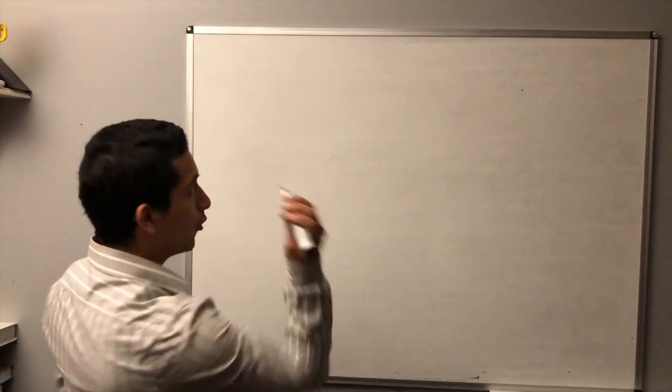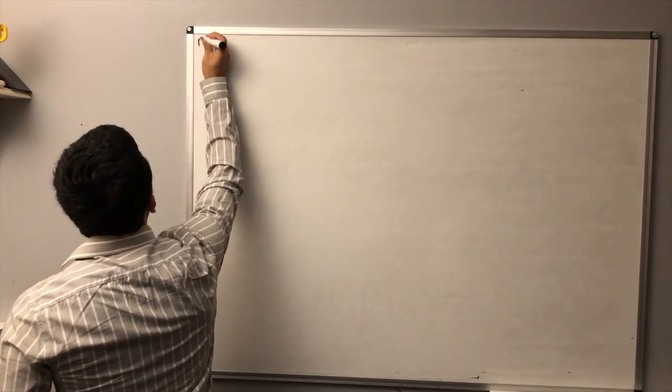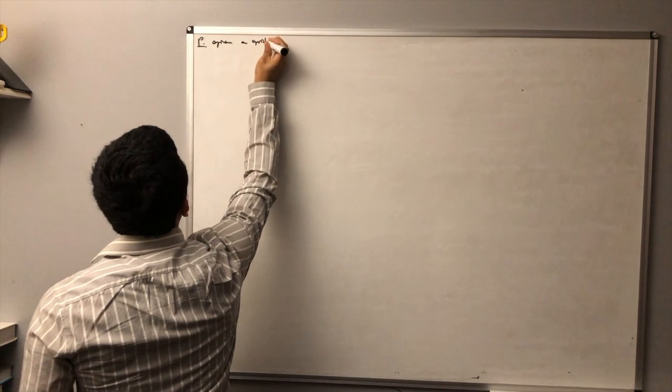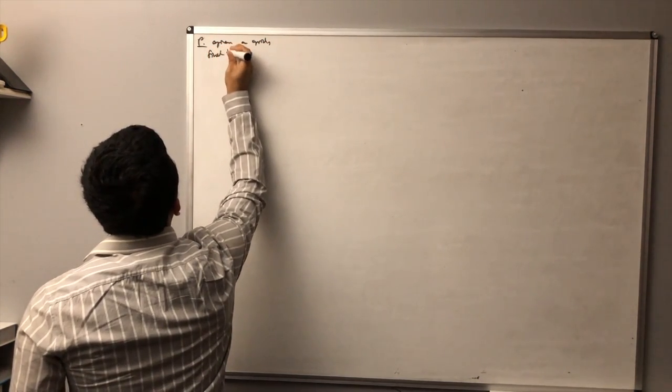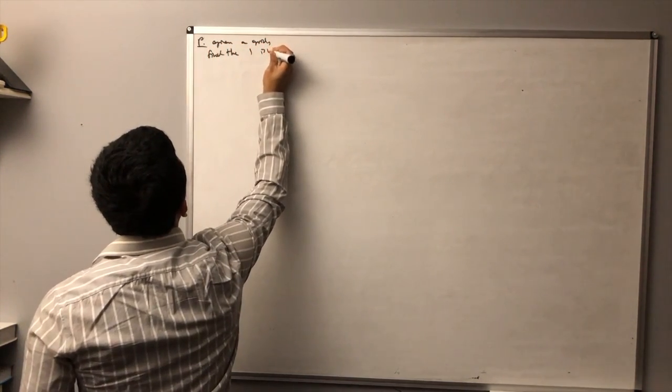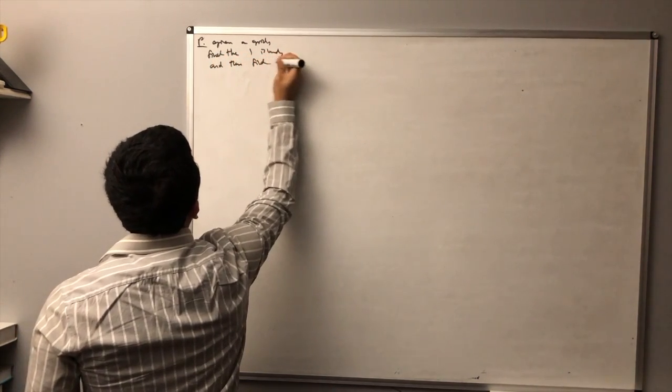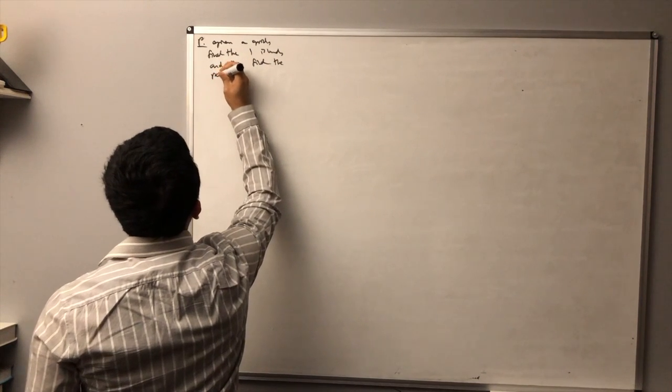Okay, so let's go through an approach to solve this problem. So let us restate the problem statement. Given a grid, find the one island, and then find the perimeter of the island.